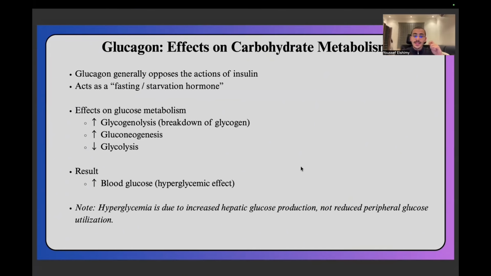And hyperglycemia is achieved not because of the reduced peripheral glucose utilization. The peripheral cells can still use glucose, but hyperglycemia or the raise of the blood glucose is achieved by the increased hepatic glucose production. So the main action is on the liver by increasing glycogenolysis, by increasing gluconeogenesis, by decreasing glycolysis. So the liver plays a major role when glucagon acts on it.